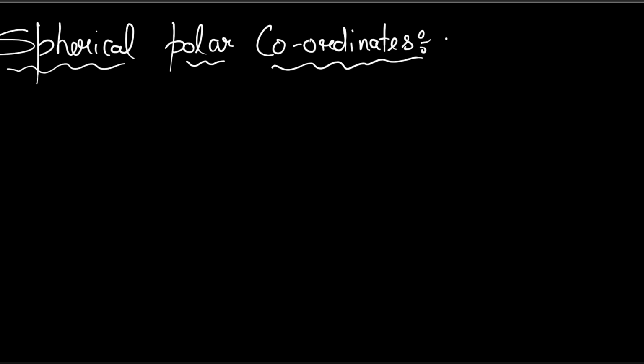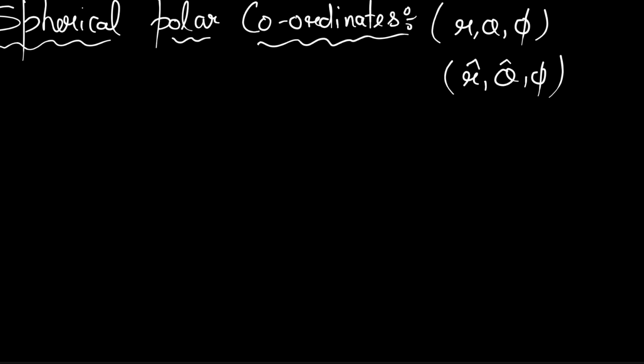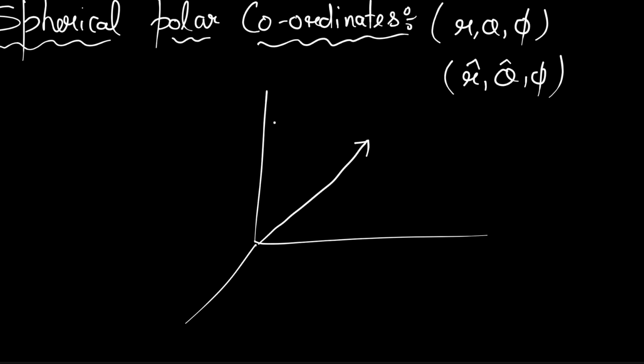For the spherical polar coordinates, we have r, theta, and phi. You must know where those are, and the unit vectors are represented by the r vector, theta vector, and phi vector. Let me show it. Let me take an r vector, and just make a perpendicular to it.